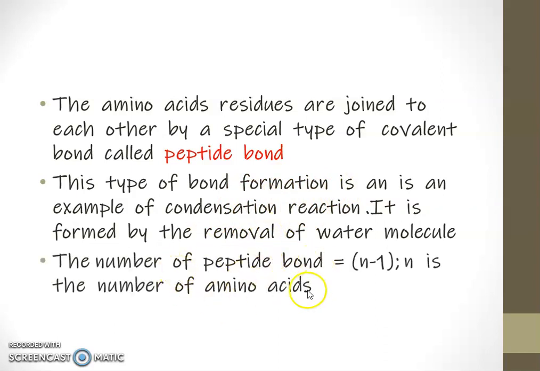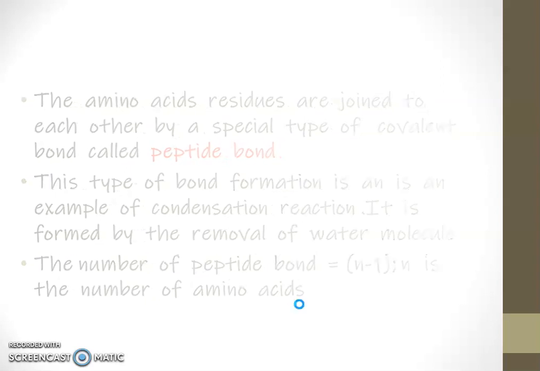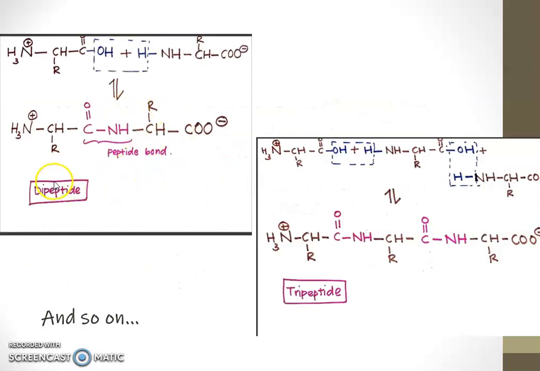The number of peptide bond is equal to n-1. So this is the formula for finding out the number of peptide bond, where n is the number of amino acids. It will be more clear when I give the example. So this is the dipeptide, formation of dipeptide. Here it is the first amino acid. This one is the second amino acid. Here a hydroxyl group from the COOH group is removed, and here hydrogen from the NH2 group is removed. So the water molecule has been removed here.